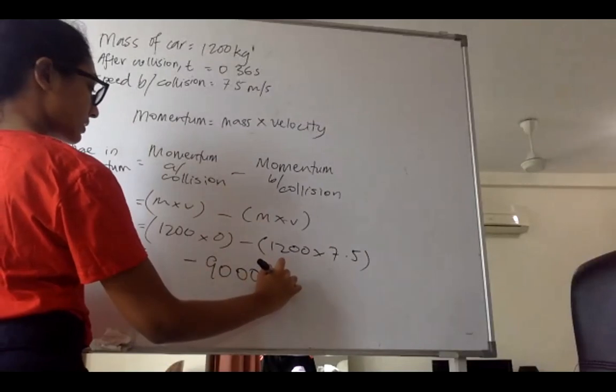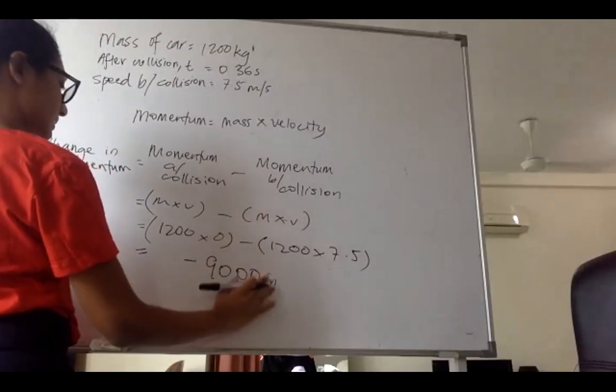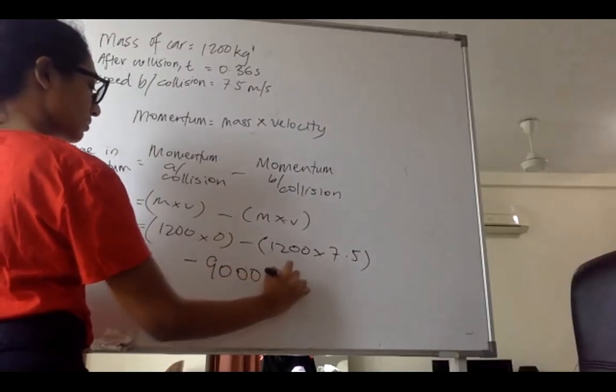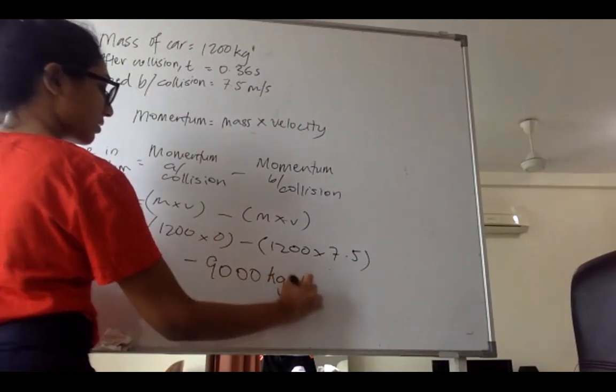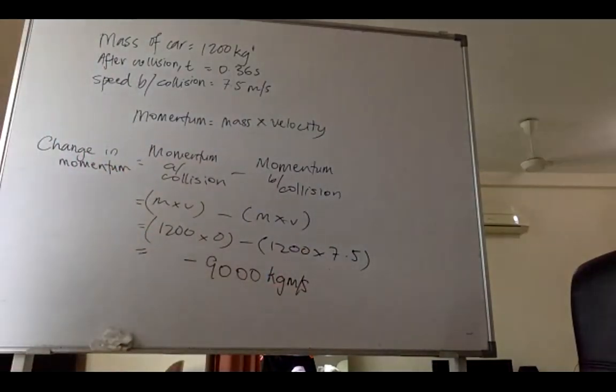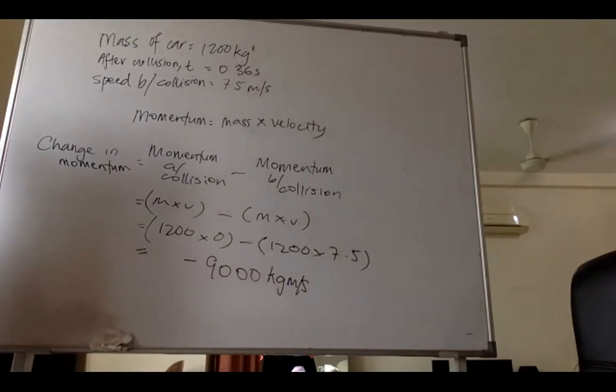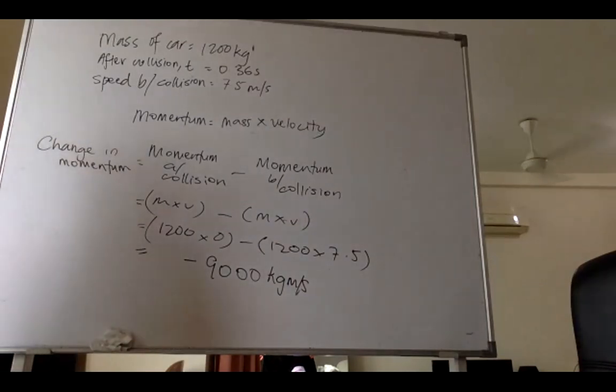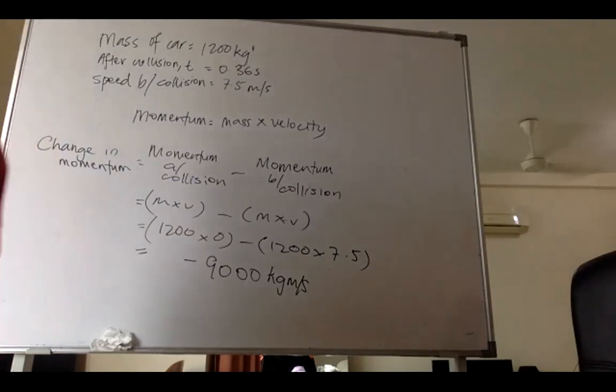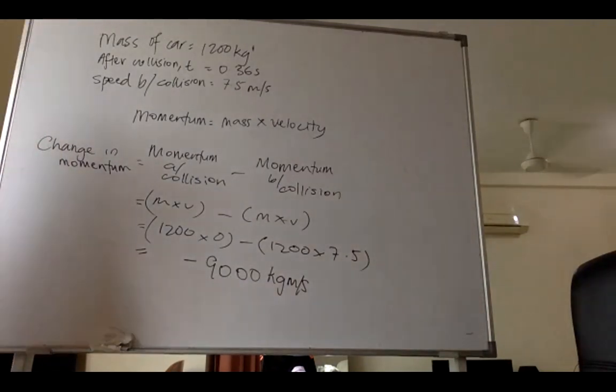Mass times velocity. Mass is in kg. Okay? Can you understand or not? Yes, sir. Okay. I'll give you all some time to copy.